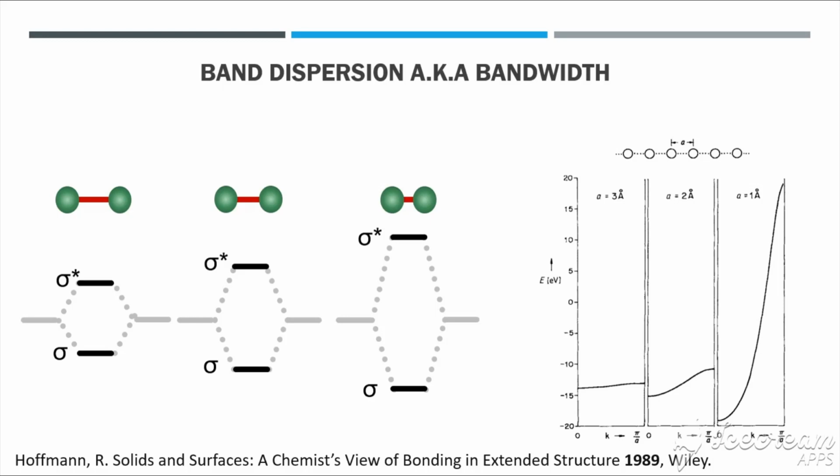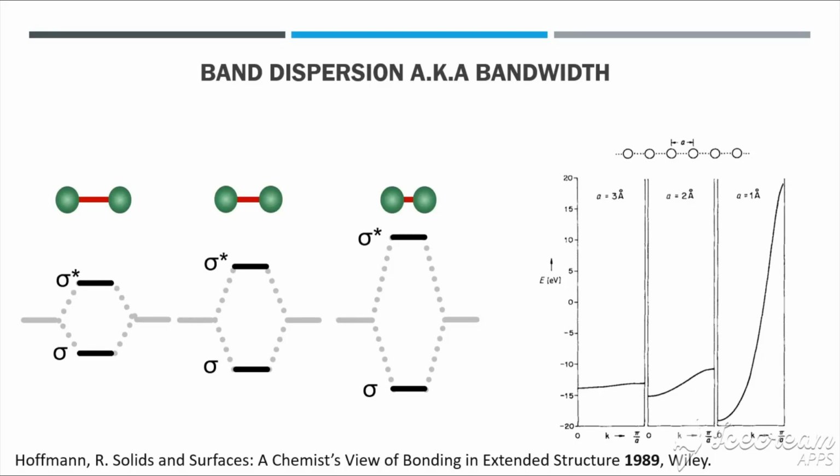Now that we understand the band structure, I want to talk about the two most important features that we should look at when we look at the band structure. The first one is band dispersion, also known as bandwidth. And the band dispersion tells you the range of energy that electrons are allowed to occupy.